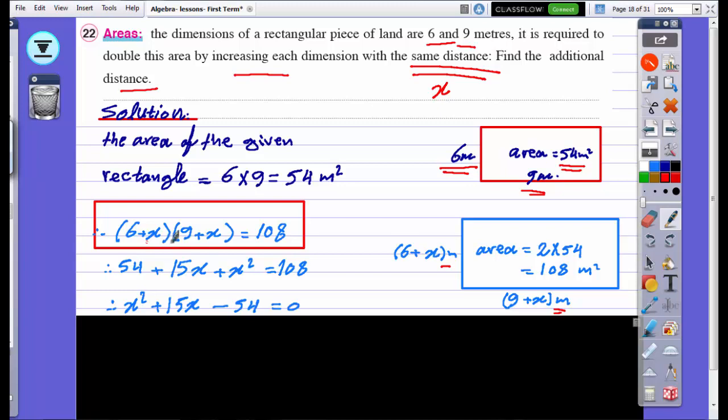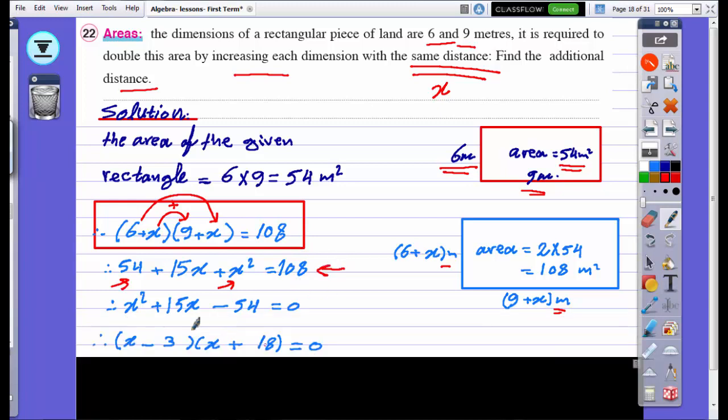So 6 multiply 9 equals 54. X multiply x is x square, and the middle term is 15x. How do we get it? Multiplying the means plus the product of the extremes. 9x plus 6x equals 15x. And the right hand side will be 108. So we arrange it.